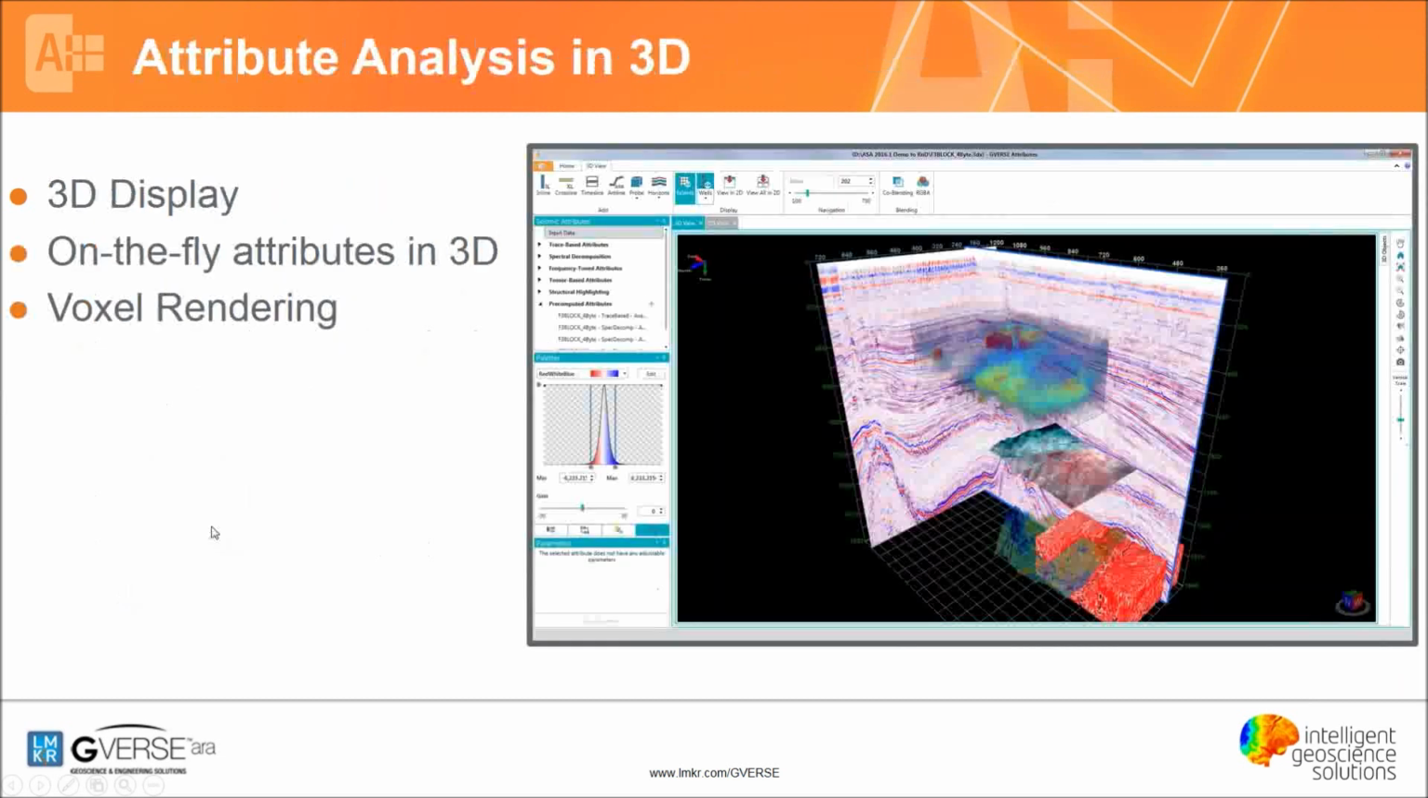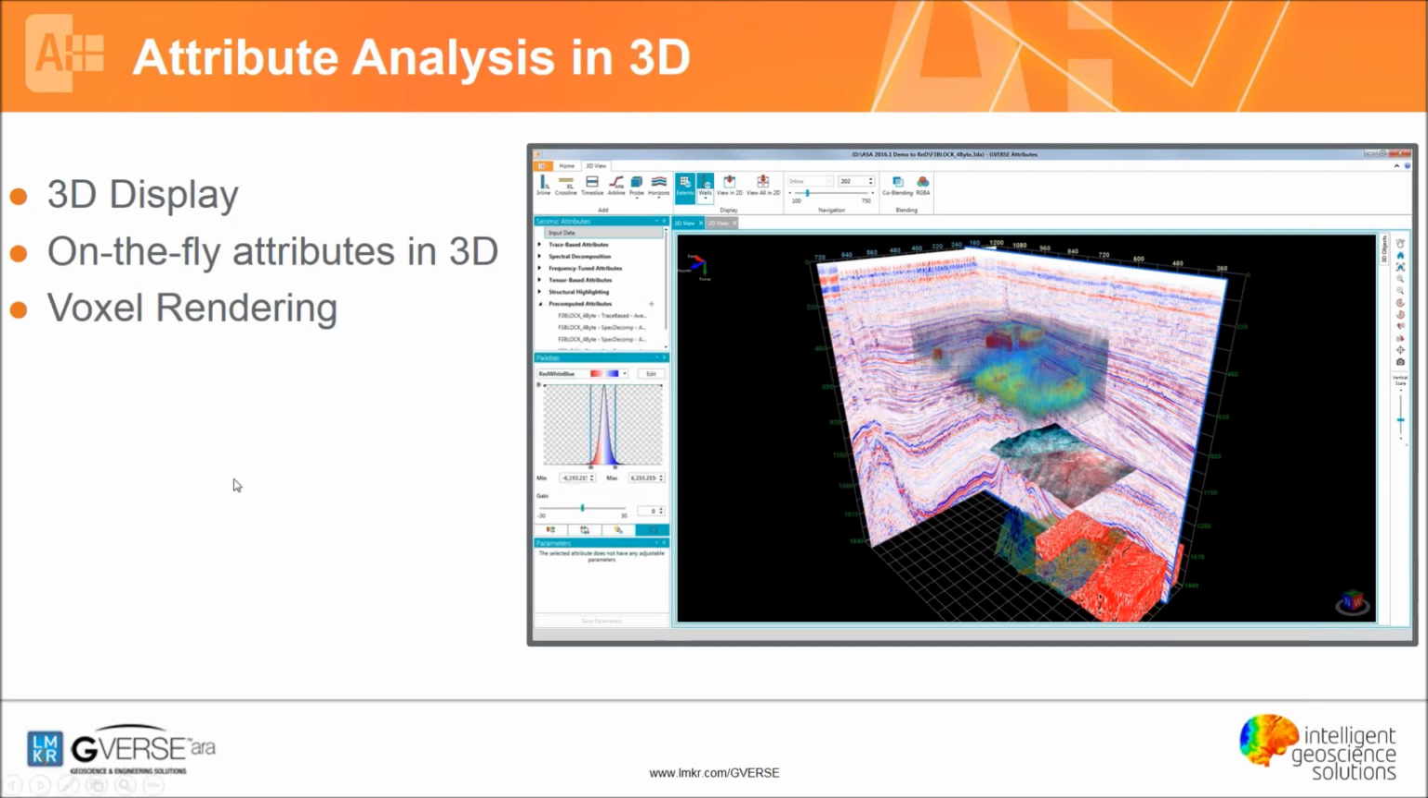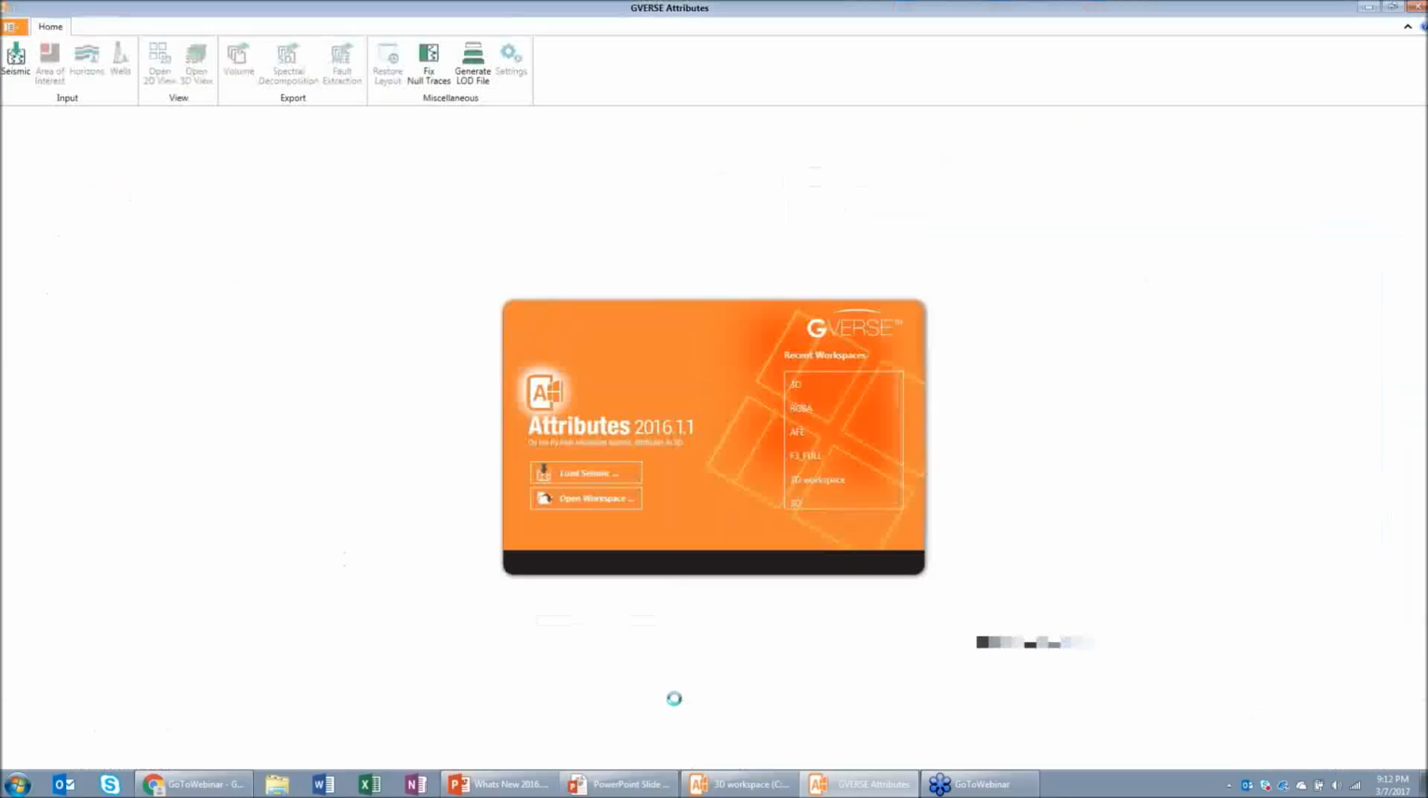Then this is the big feature that we have, the attribute analysis in 3D. We've added a 3D space, a 3D viewer to the application, which helps you visualize all of your attributes in 3D, and you can obviously compute your attributes on the fly in 3D as well. And we've also introduced voxel rendering, so you can load entire volumes and then visualize a volume of seismic data with different attributes applied to it as well. And I'm going to give you a quick demonstration of what we can do with our 3D viewer.